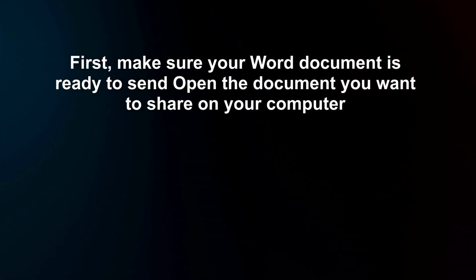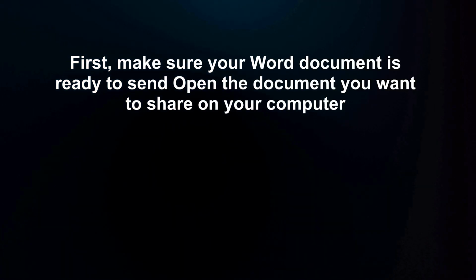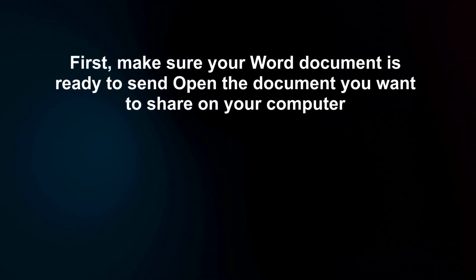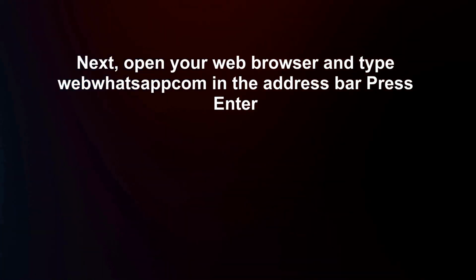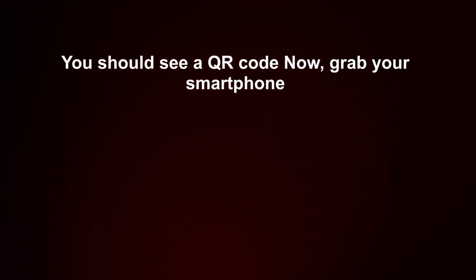First, make sure your Word document is ready to send. Open the document you want to share on your computer. Next, open your web browser and type web WhatsApp in the address bar. Press enter. You should see a QR code now.